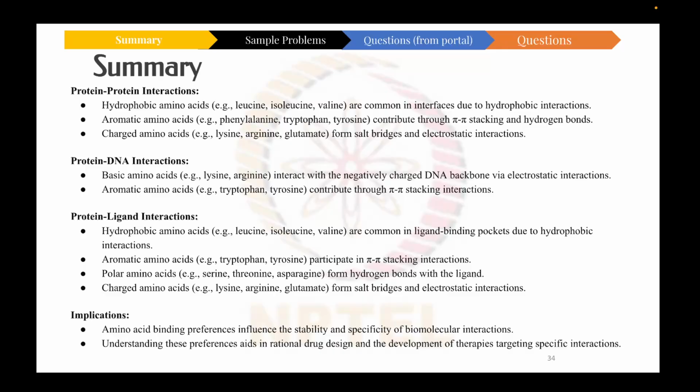So amino acids exhibit different binding propensities depending on the type of biomolecular interaction, such as protein-protein, protein-DNA, or protein-ligand interactions. These propensities are influenced by various factors, including chemical properties of amino acids, structure of interacting molecules, and the specific requirements of interactions. Understanding these binding preferences is crucial for designing effective drugs, therapies, and targeting specific interactions.